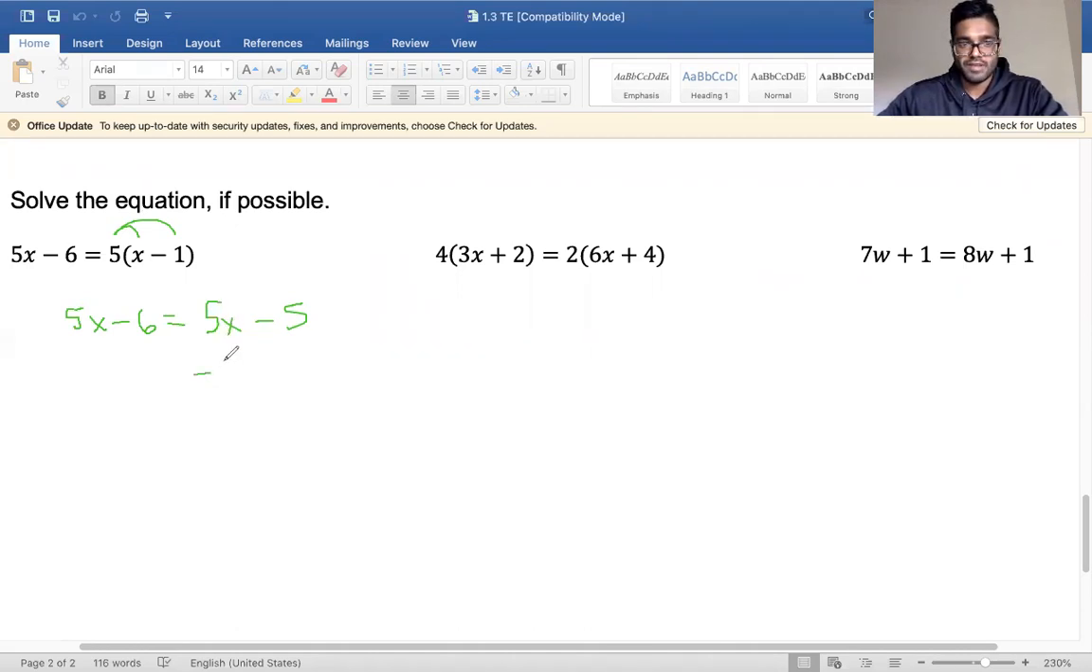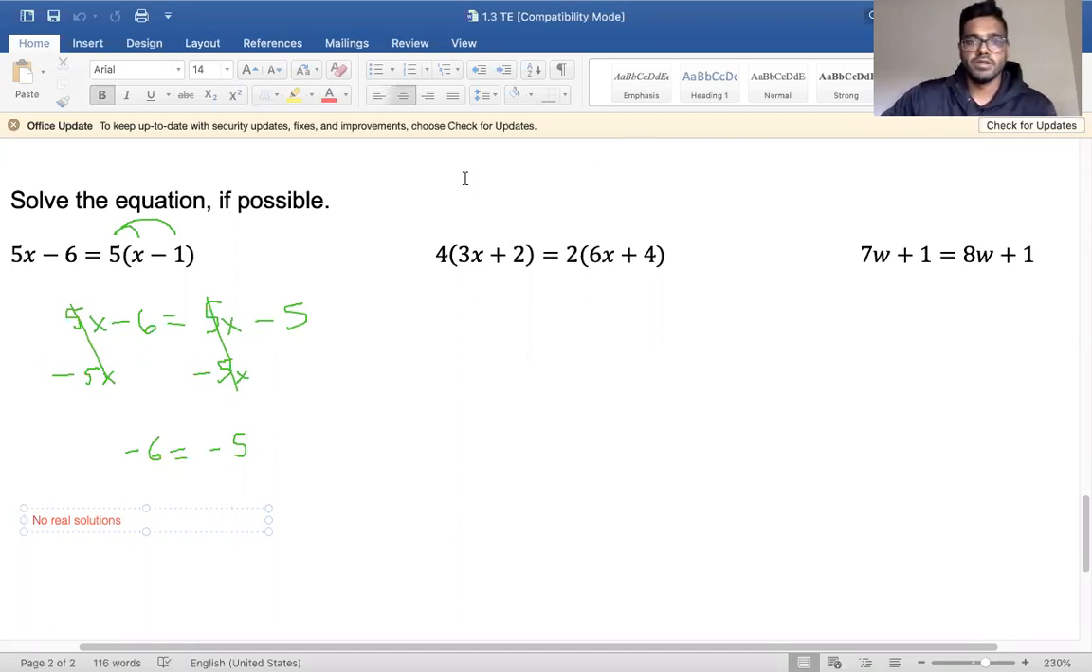If I subtract 5x on both sides, right? Trying to just get all the x on one side, so these cancel out. And then I do it on the other side, minus 5x. And all of a sudden I get -6 equals -5. Well, does that make sense? Can -6 equal -5? Okay, so these things can't happen. So we have something in math called no real solutions. So that's what we'll put down here. So no real solutions, because we know that -6 can't equal -5.